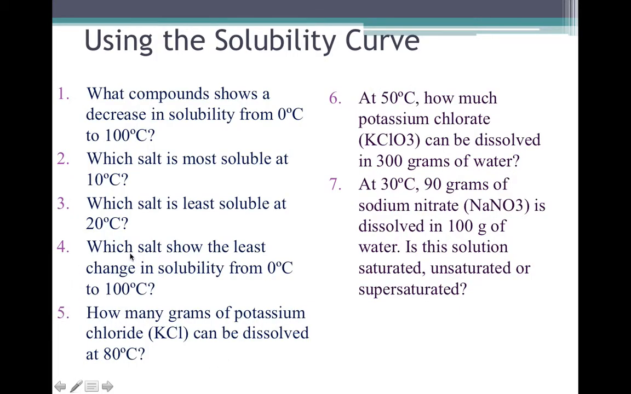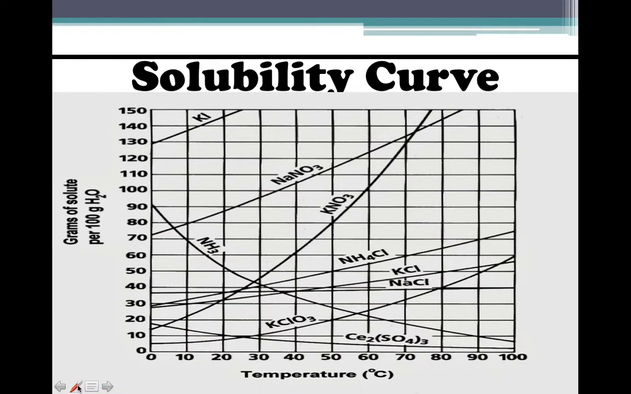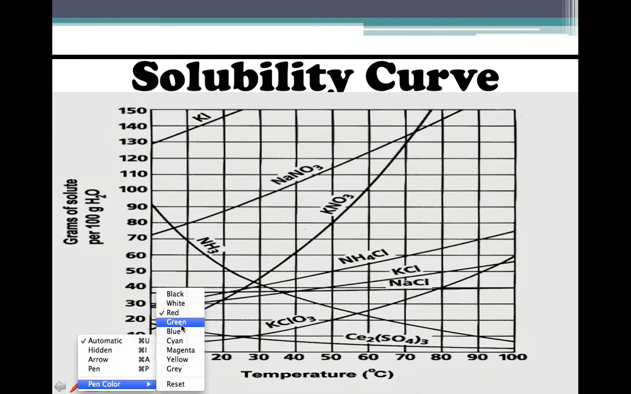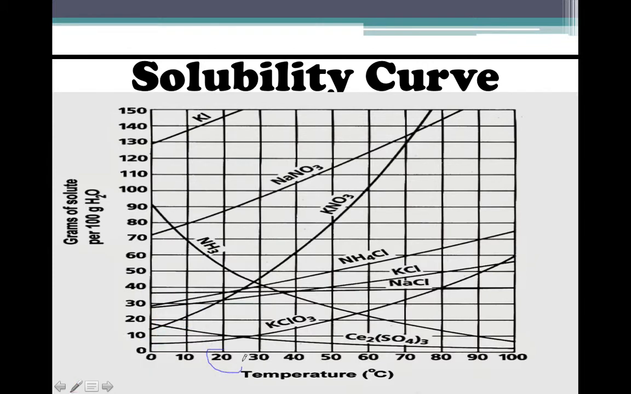Okay? The next one, which salt is least soluble at 20 degrees? So when I look at this one at 20 degrees, I circle the 20, coming over here. Least soluble, when I go up, I want the smallest line, the first line I actually hit, the lowest line on the graph. When I follow it right here, it would be potassium chlorate. So remember, the highest would be up here at the top. The lowest would be the one closest to the horizontal axis.